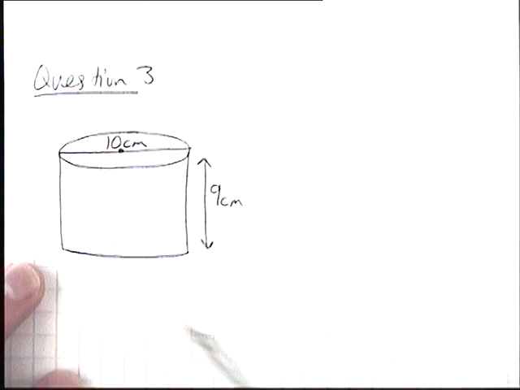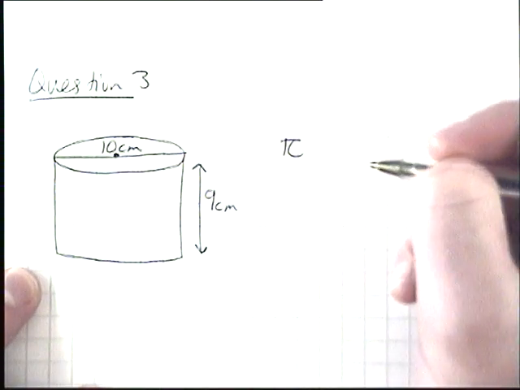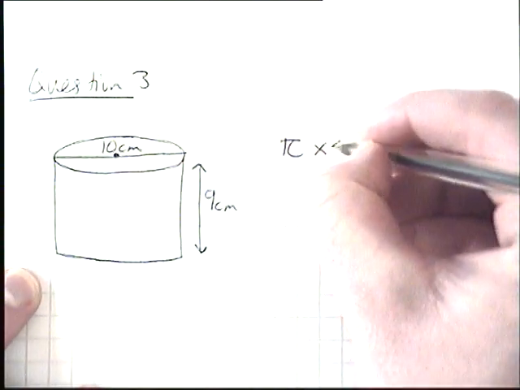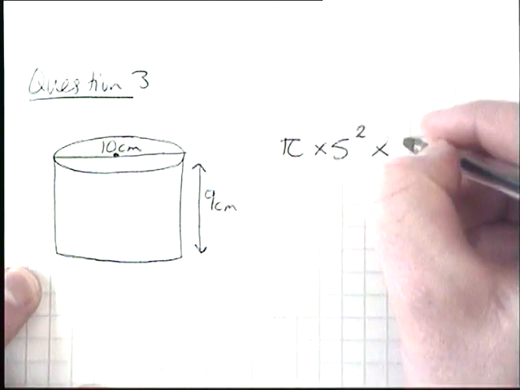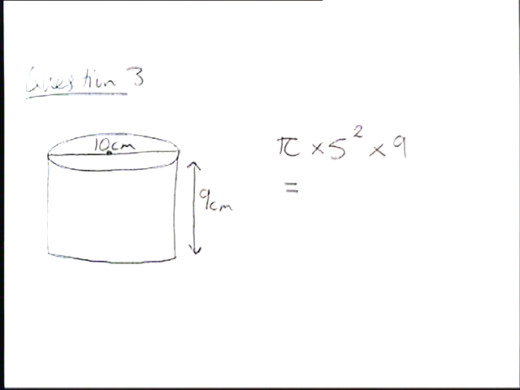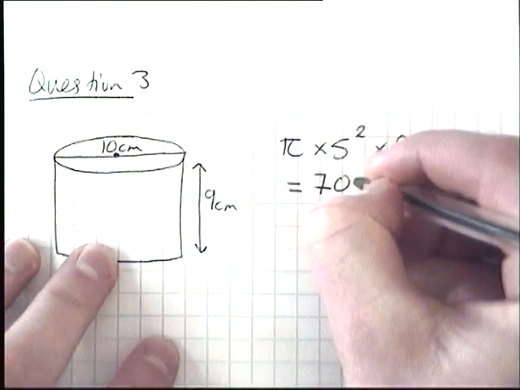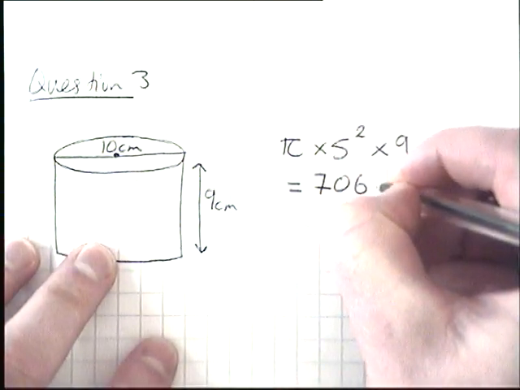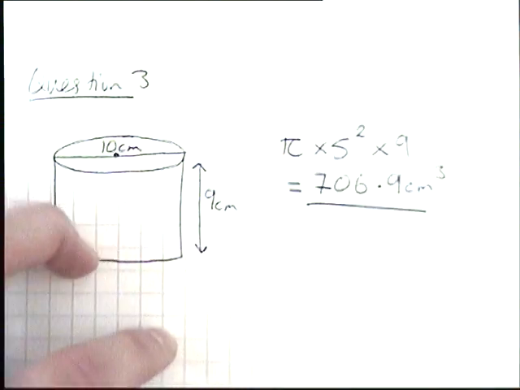Question 3, this time we were given the diameter, not the radius. So we had to halve the diameter before putting it into our formula. So we've got pi times 5 squared times the length of our cylinder 9. And again, popping that into our calculators and rounding to 1 decimal place, we should get 706.9 centimeters cubed.